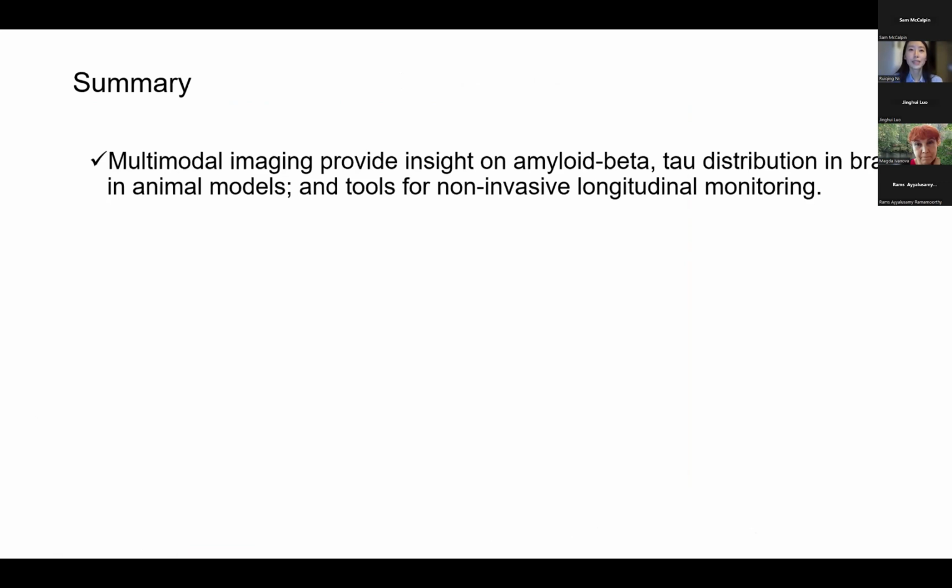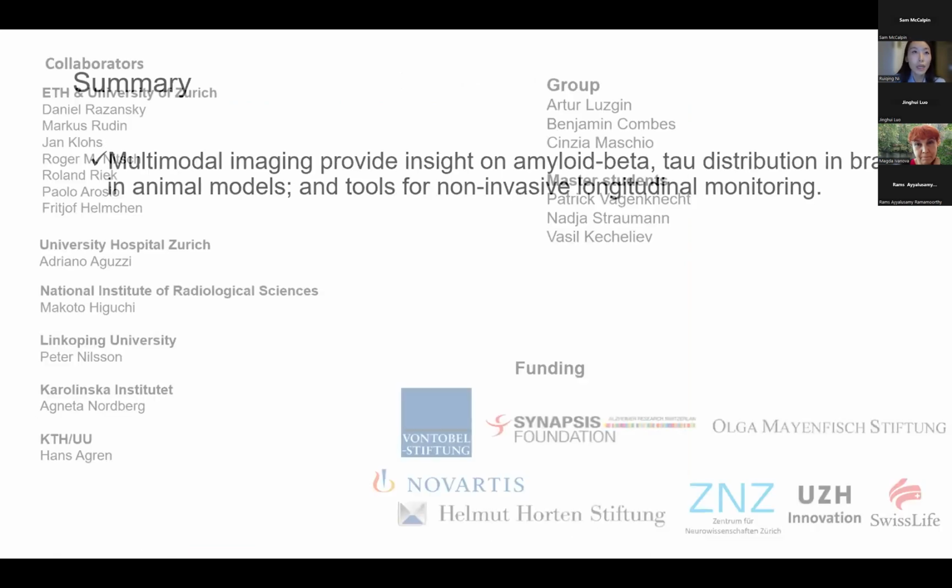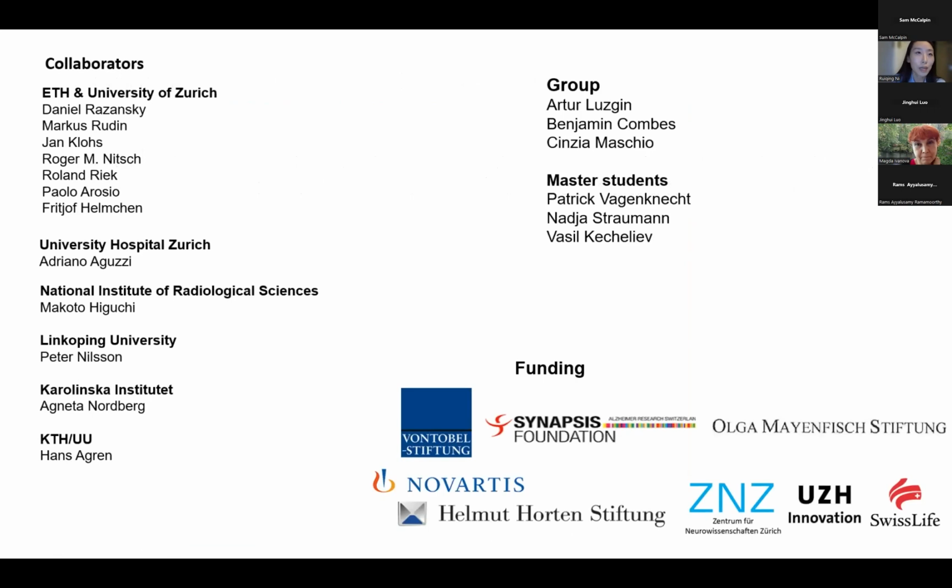Okay, in summary, I hope I convinced you that multimodal imaging provides insight on A-beta and tau distribution in the brain in animal models and provides a tool for non-invasive longitudinal monitoring. Finally, I would like to thank my collaborators, especially Professor Daniel Razansky, Professor Rudin, Professor Roland Rick, Professor Aguzzi, Professor Nielsen, and Professor Nordberg, and the funding agencies. Thank you very much.